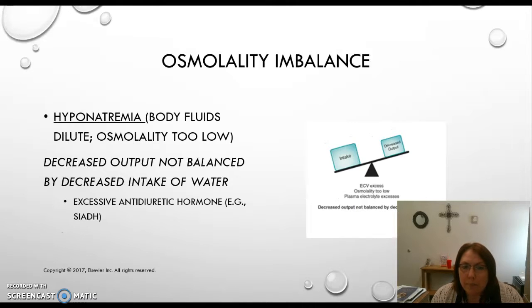We can also have hyponatremia because body fluids are dilute or osmolality is too low. So we have a decreased output not balanced by decreased intake of water. So, for example, some people have syndrome of inappropriate ADH, in which we have excessive antidiuretic hormone. So they're going to put out large amounts of very dilute urine, and they're going to have hyponatremia because their body fluids are way too excessively diluted.